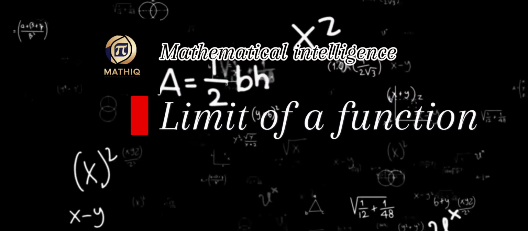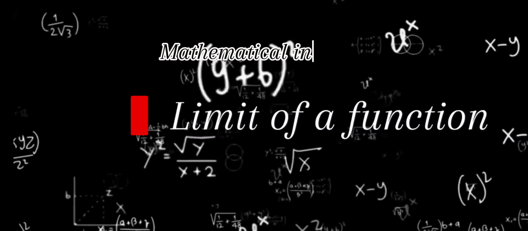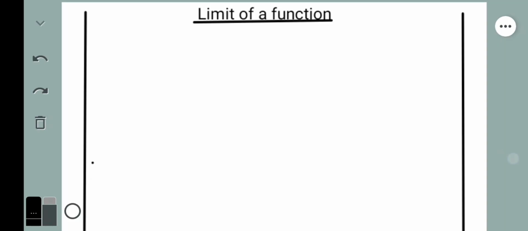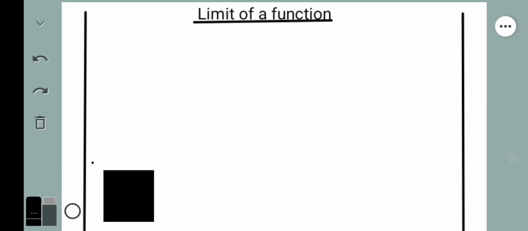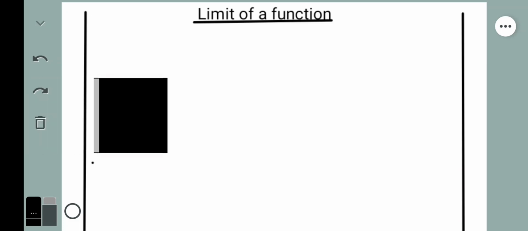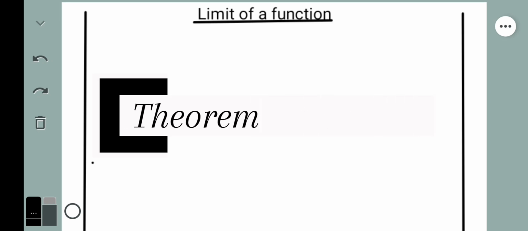And today we are going to be looking at limits of a function. In our previous video we talked about the theory of limits, where we discussed what a limit is really all about. But today we are going to start from theorems on limits.